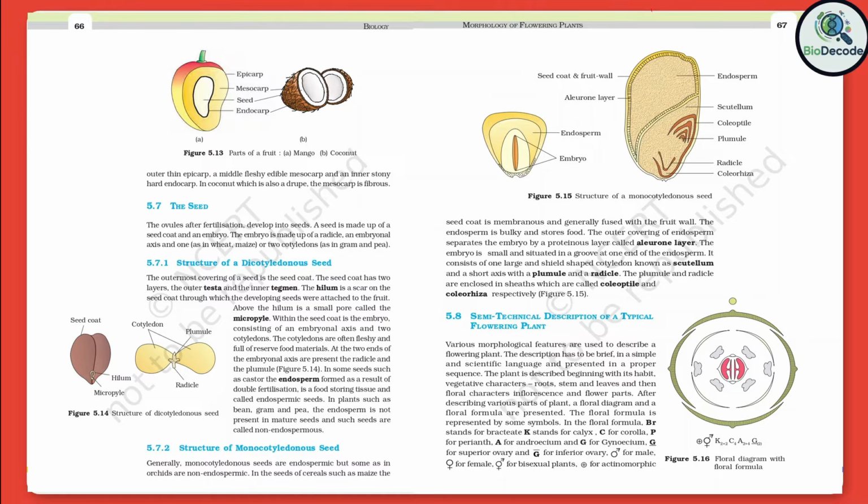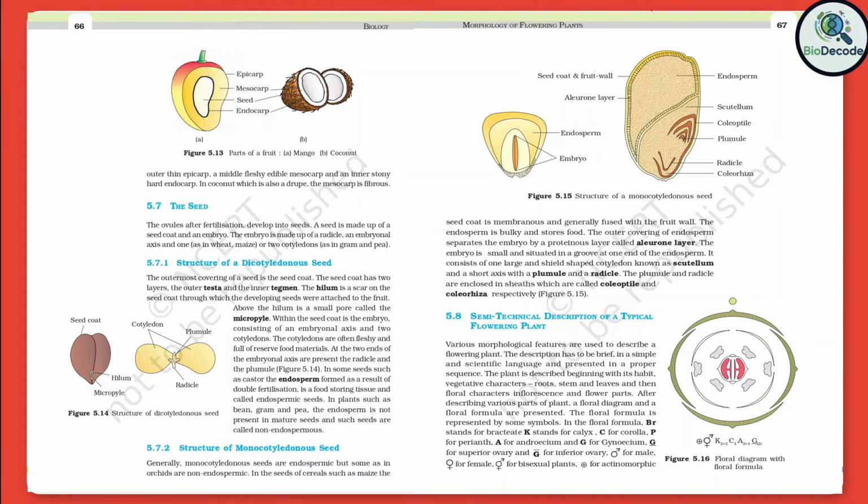Figure 5.15. Structure of monocotyledonous seed. This figure illustrates a monocot seed, such as maize, with a single cotyledon called the scutellum. It also shows endosperm, plumule, and radicle. Monocot seeds retain a significant endosperm as a food reserve for the developing seedling.